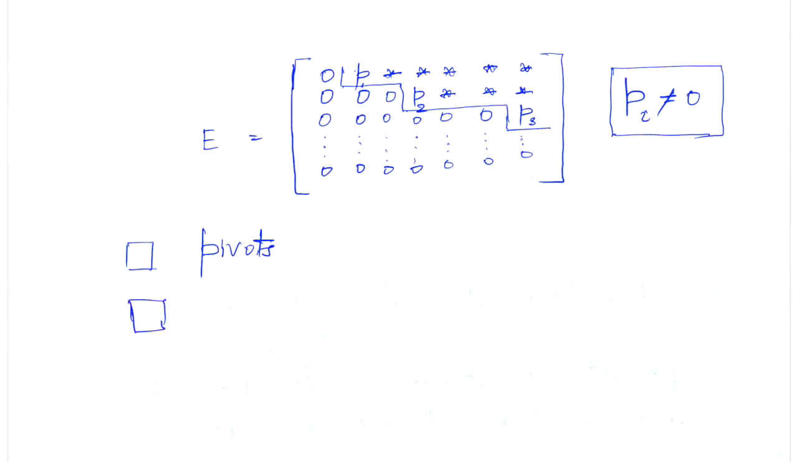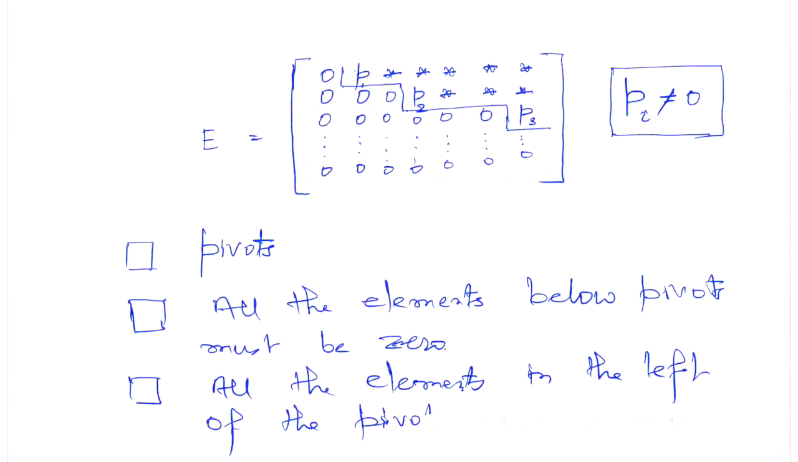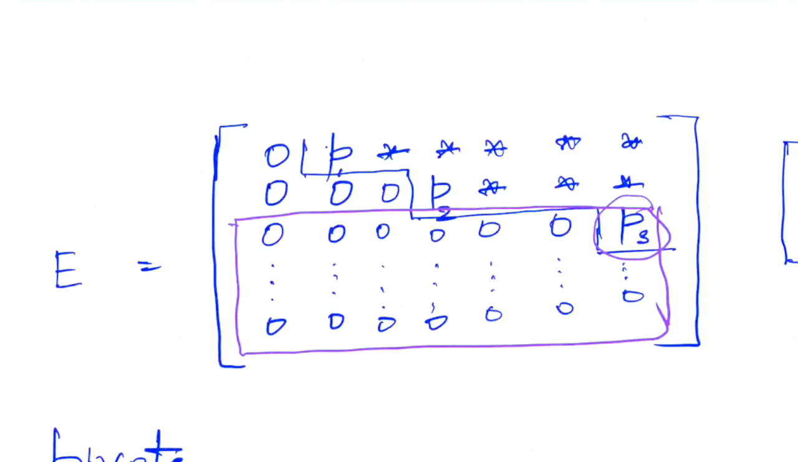So the first non-zero element in each row is called a pivot, and any element below the pivot must be zero. Any element to the left of the pivot also has to be zero. If we consider the matrix formed by the elements below and to the left of a pivot, it will be all zero except the pivot itself. Pivots have to be non-zero. For example, consider P3 here: the matrix formed by elements below P3 and to the left of P3 are all 0 except P3 itself.